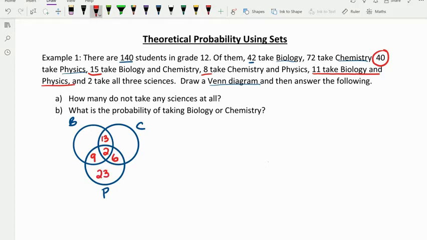23 plus 2, we have our 25. Plus 9, we have our 34. Plus 6, our total of 40. Similarly, we do the same thing with our 72 that take chemistry.